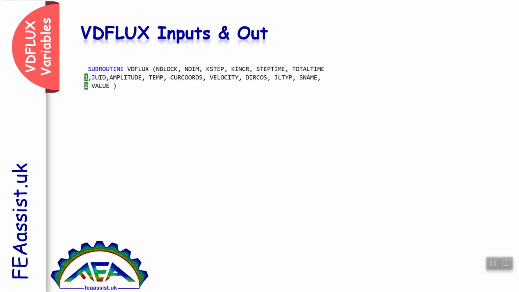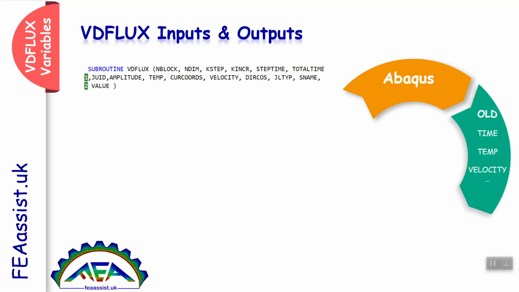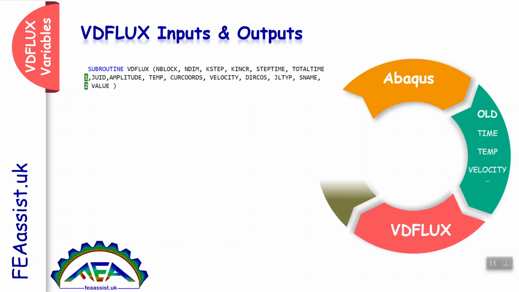VDFLUX variables. VDFLUX has some inputs coming from Abaqus. We need to process them and export the value here as an output to Abaqus. In other words, Abaqus computes some variables like temperature, velocity, and time, and these time, temperature, and velocity variables are transferred from Abaqus to VDFLUX. In VDFLUX, we need to get these variables and recompute the value, which is the flux. So the value or flux is transferred to Abaqus. Abaqus will use this value to recompute the time, temperature, velocity, and other variables.